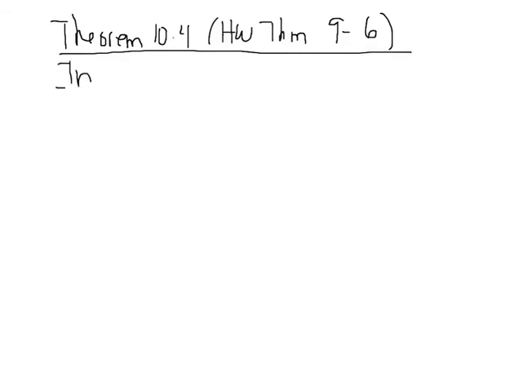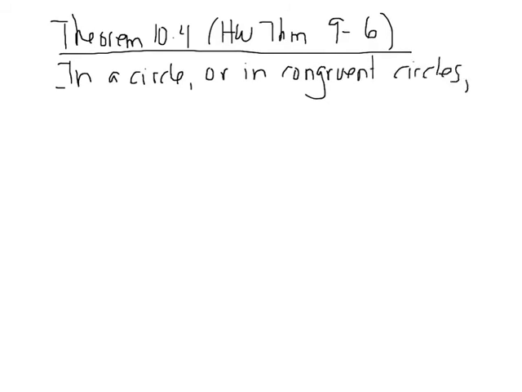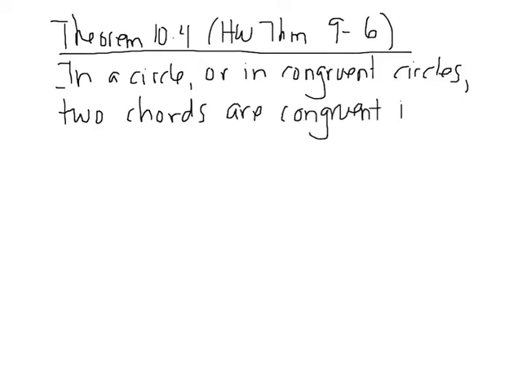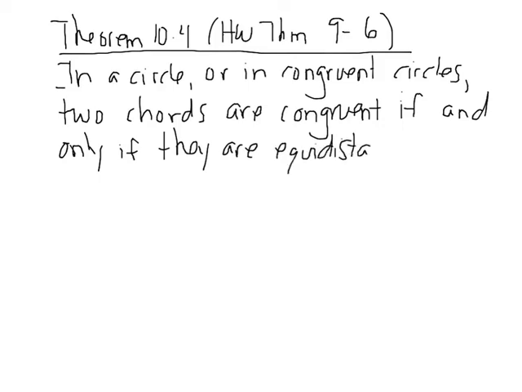In a circle, or in congruent circles, two chords are congruent if and only if they are equidistant from the center of the circle.